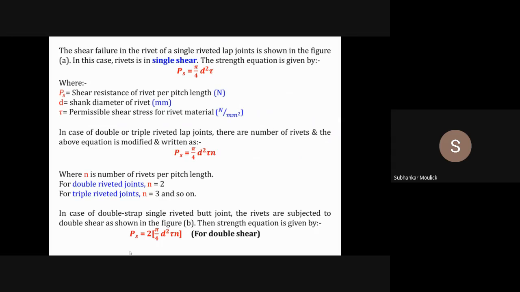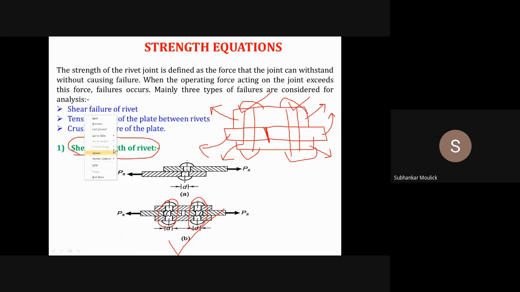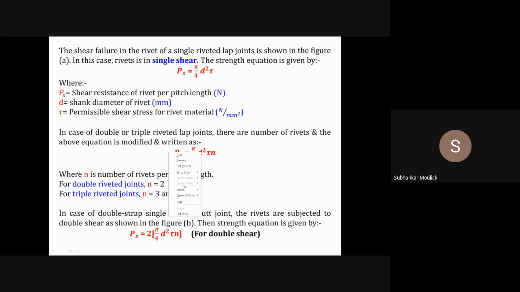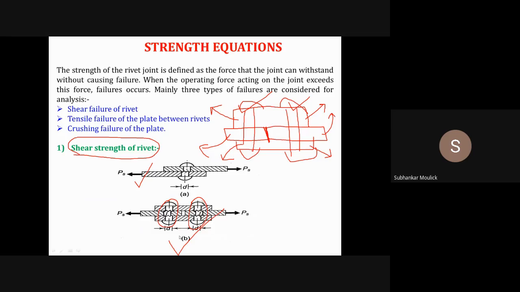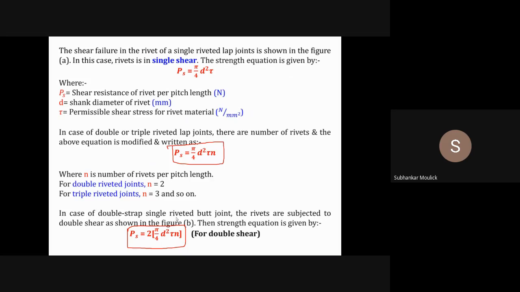So did you understand the difference? For the first figure, this formula is valid, and for the second figure this particular formula is valid because shearing is happening 2 times. Because for this particular figure, that is the double strap single riveted butt joint, 2 times shear is happening. So the shear strength will be 2 times pi by 4 d square tau into n.